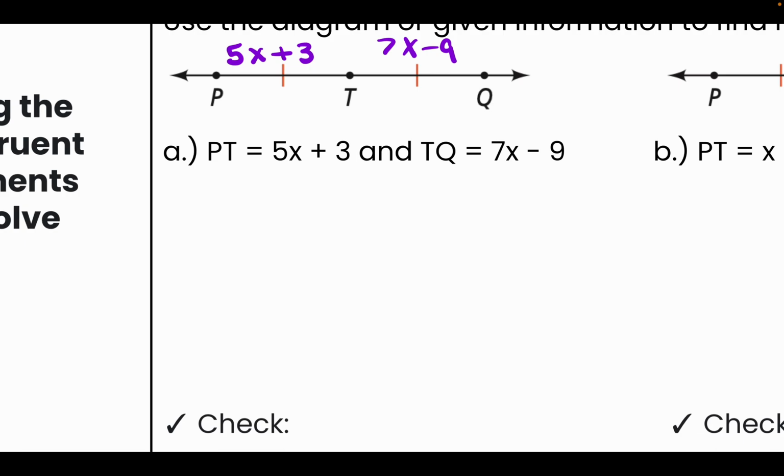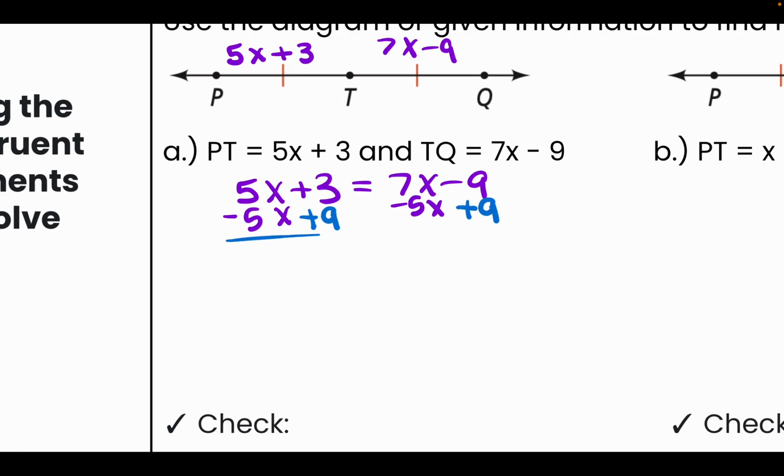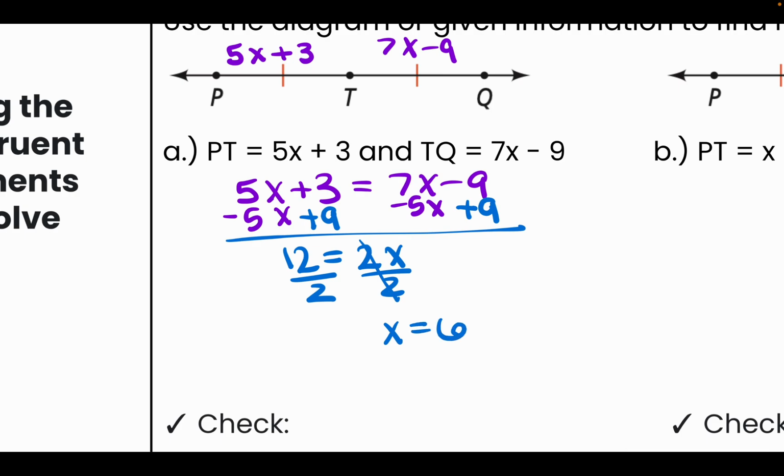So we know that these 2 segments' lengths are equal to each other. So 5x plus 3 is equal to 7x minus 9. And now we're just going to solve. So we're going to subtract 5x from both sides. And then just to save time in the video, I'm going to do 2 steps at once. I'm going to add 9 to both sides. So we get 12 is equal to 2x. Divide by 2. And we get x is equal to 6.